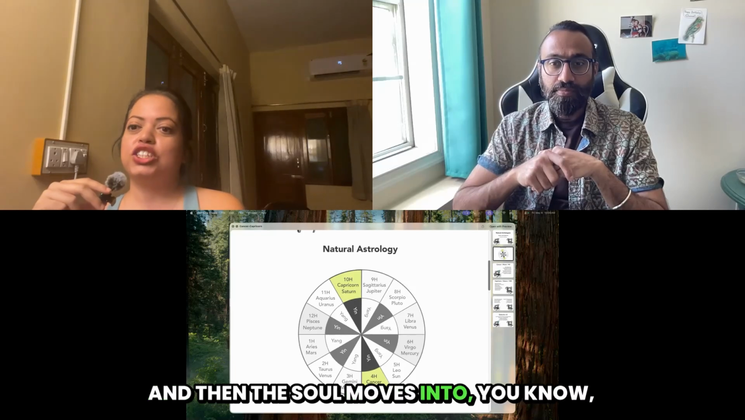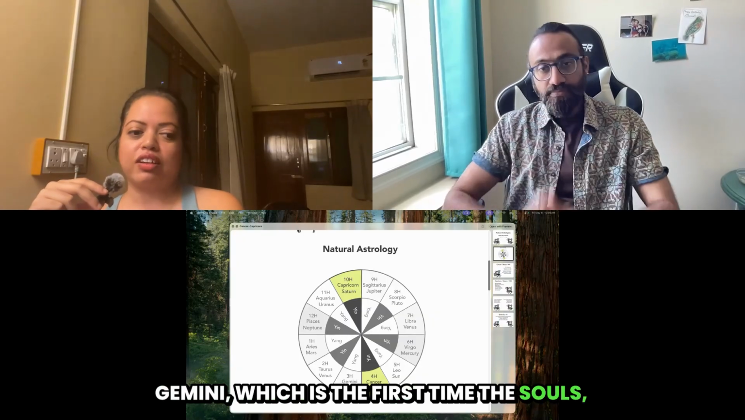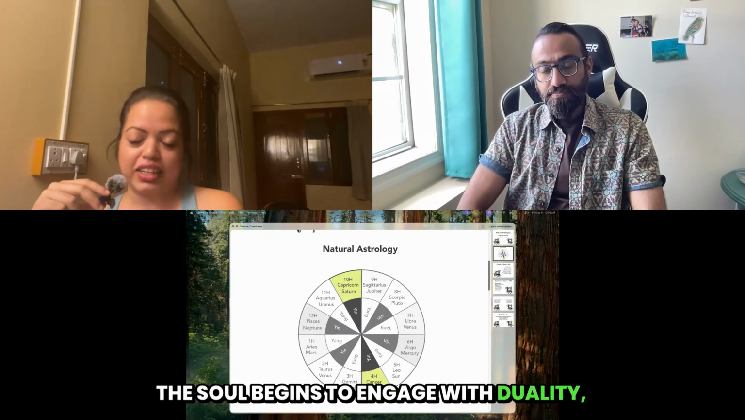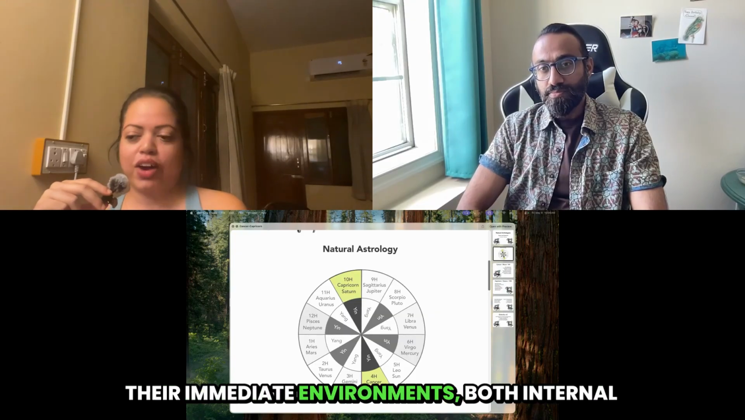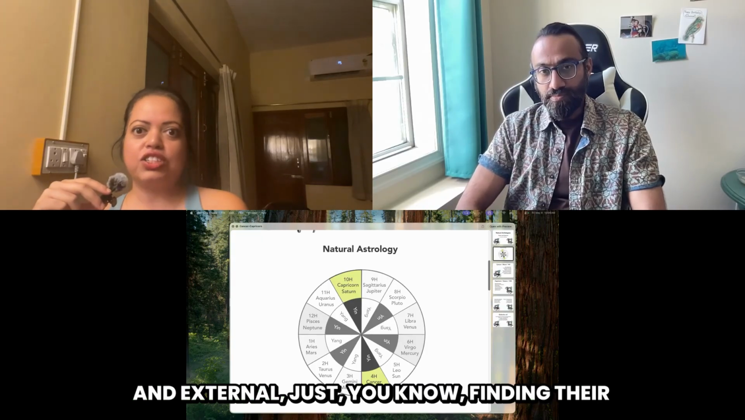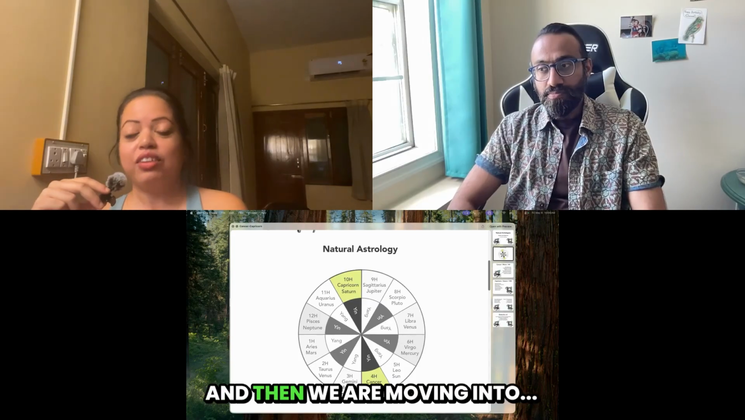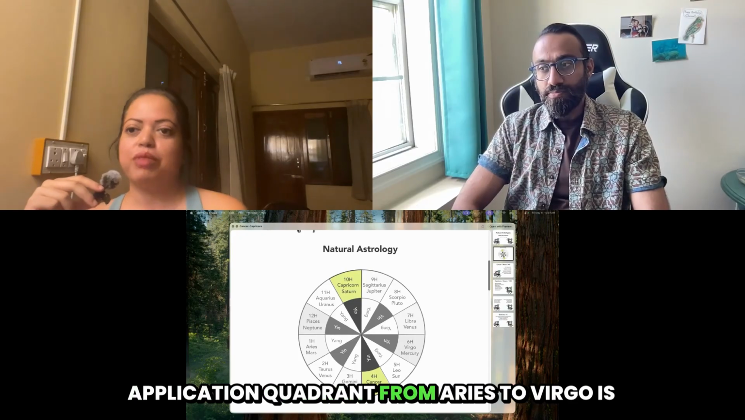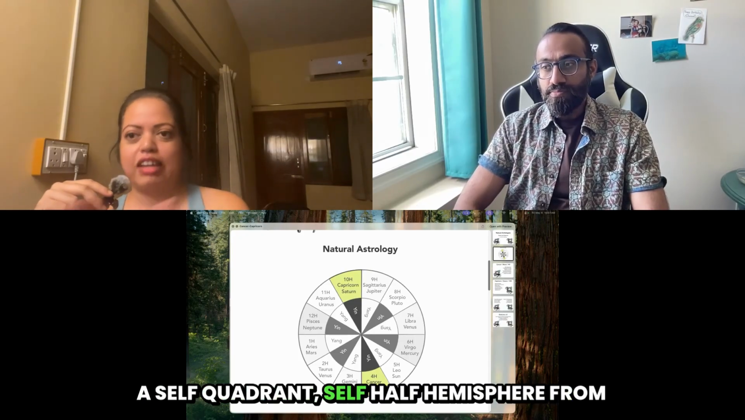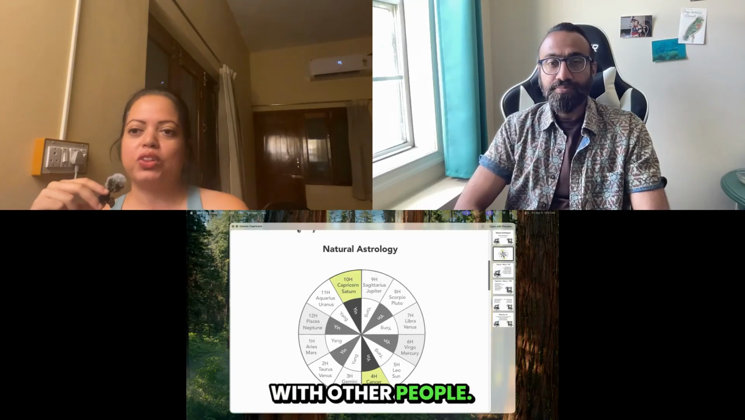And then the soul moves into Gemini, which is the first time the soul begins to engage with duality, with the world, labeling things, navigating their immediate environments, both internal and external, just finding their way in the world. Basically, that's Gemini. And then we are moving into the next quadrant, which is a self-application quadrant. From Aries to Virgo is a self quadrant, the self half of the hemisphere. From Libra to Pisces is the other half, literally the other, our relationships with other people.